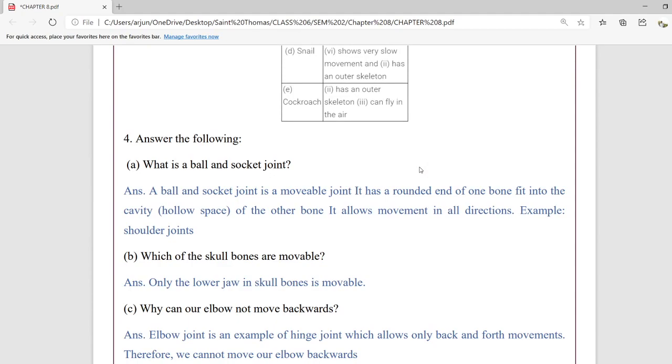So here we end our chapter number 8. From the next lecture we will move to chapter number 9.